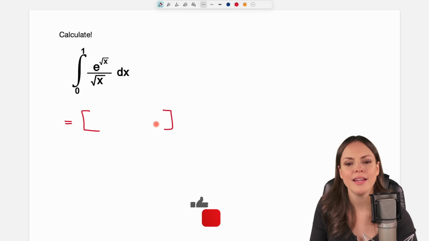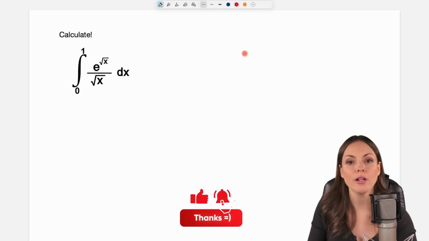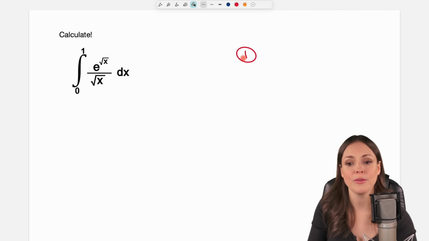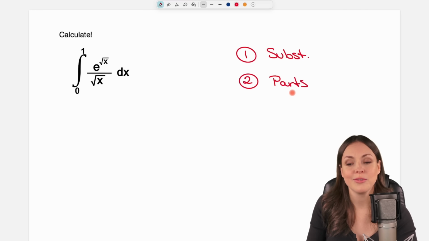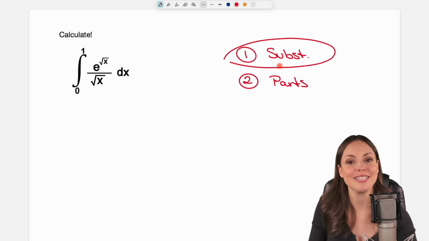We have to use one of two methods, either the method of substitution to solve this more complicated integral, or a second method called integration by parts. We have to make the decision now whether we're going to use this method or this method. Only one of them will work. Sometimes you choose one method, try it, see it doesn't work at all, and then you have to go back to the other method.